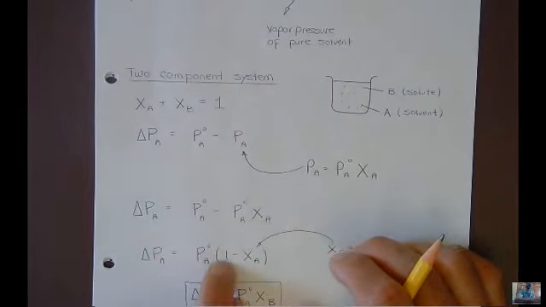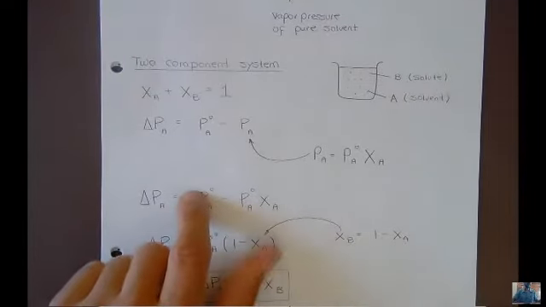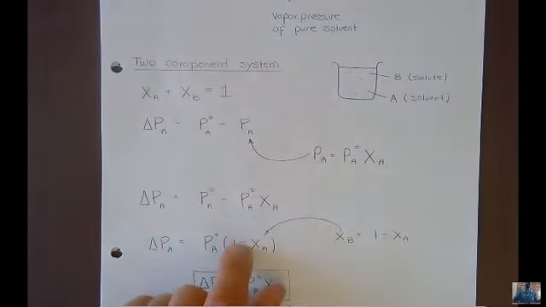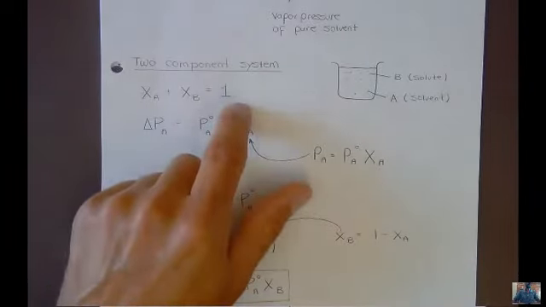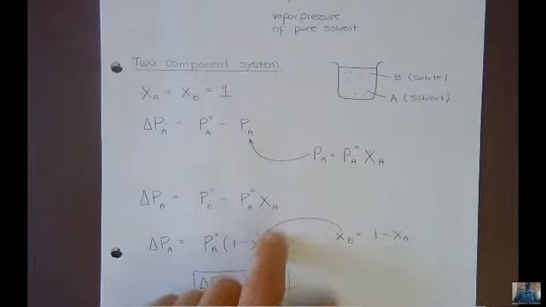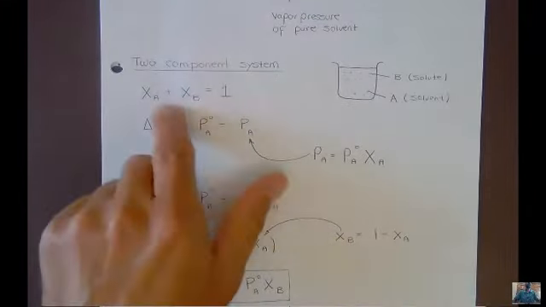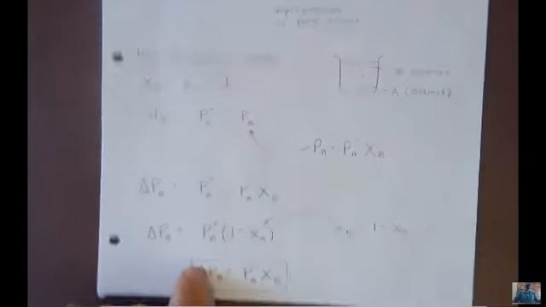If I factor that out, I get 1 minus XA. Pull out the P0 of A, I get a 1 over here, and I get an XA over here. So what is 1 minus XA? That's XB, because rearranging, XB would be 1 minus XA. So it kind of makes sense.